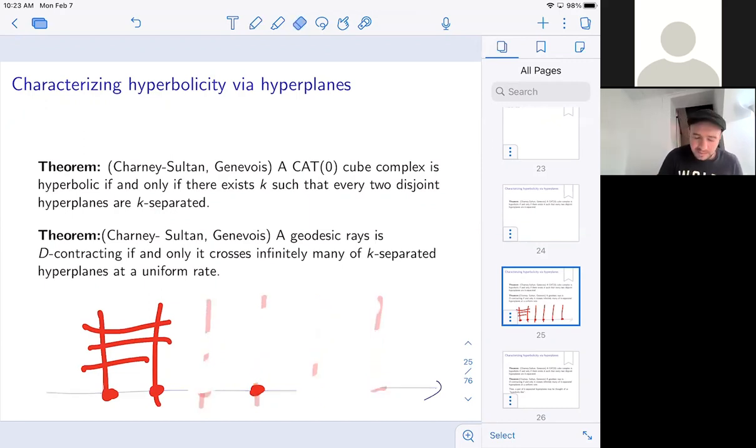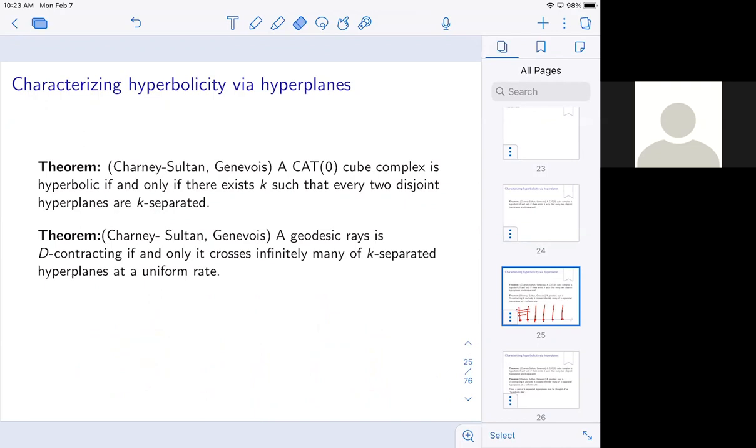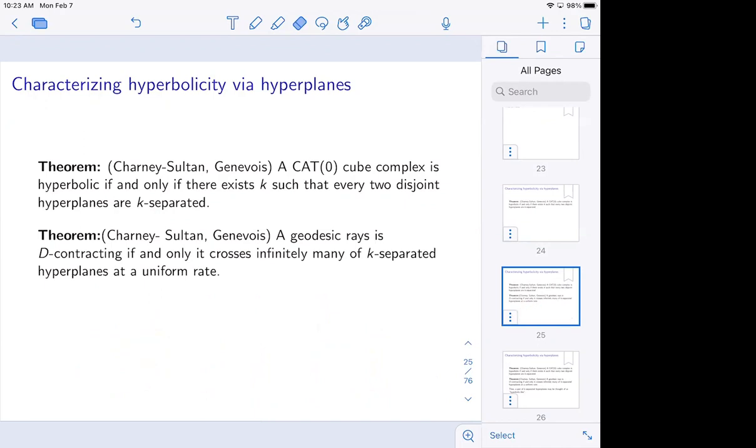And why am I mentioning this? The reason I'm mentioning this is because here is another notion of interest, the notion of contracting, and this notion can be described purely in terms of hyperplanes.